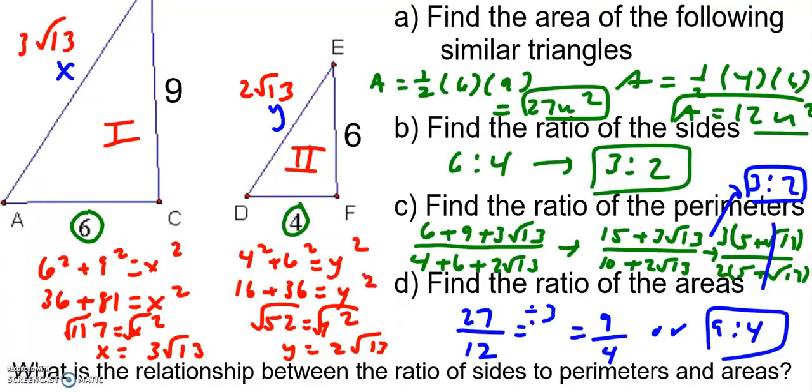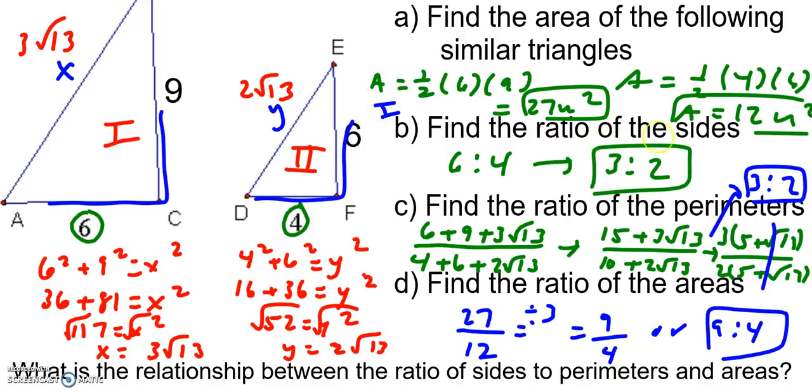All right, so here is a lot of my work. First, when I did the Pythagorean theorem, I got that this hypotenuse was 2 root 13 for triangle number 2, I'll call it. And I got triangle number 1 to originally be the square root of 117, which 9 went into, so I made this 3 root 13. So then for part A, when it said find the area of each similar triangle, the area of triangle 1 here ended up being 27 units squared, 1/2 base times height. And then the second one, 1/2 base times height, was 12 units squared.